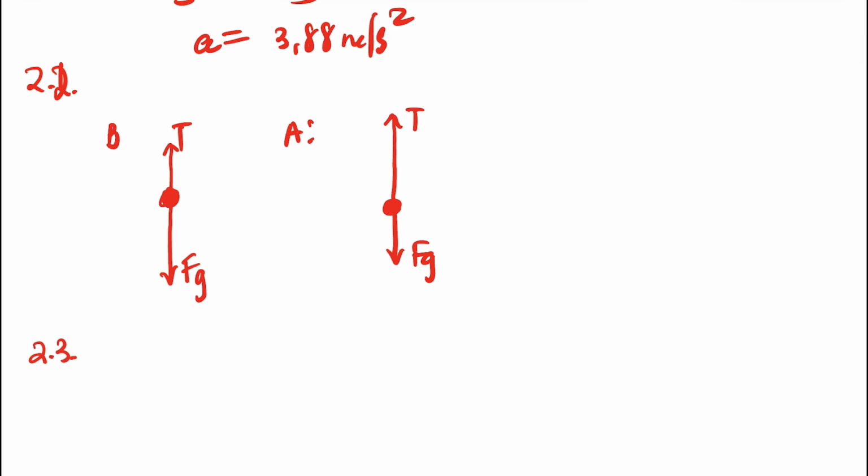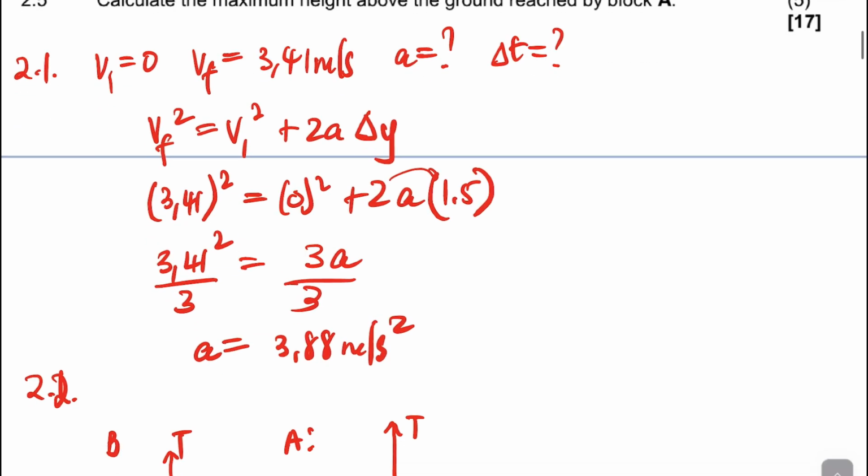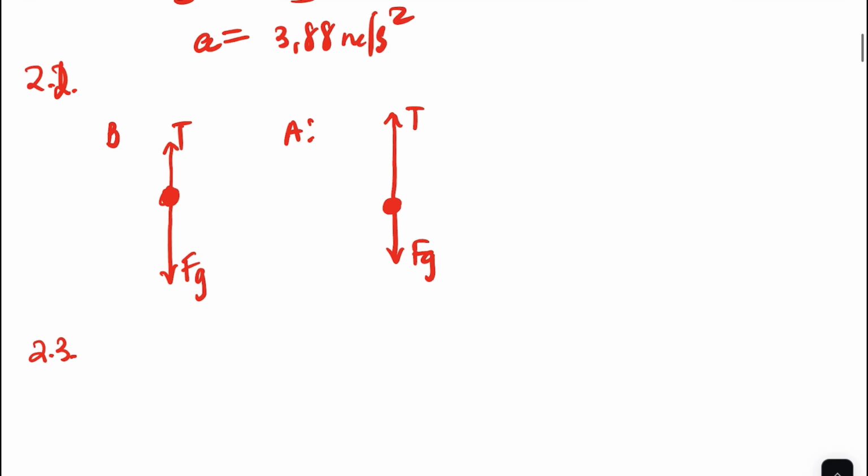Now in 2.3 it says state Newton's second law. Guys, it's very important to know the law by heart. It says when a resultant or a net force acts on an object, the object will accelerate in the direction of the force with an acceleration that is directly proportional to the force and inversely proportional to the mass of an object. You need to know it by heart according to the exam guideline.